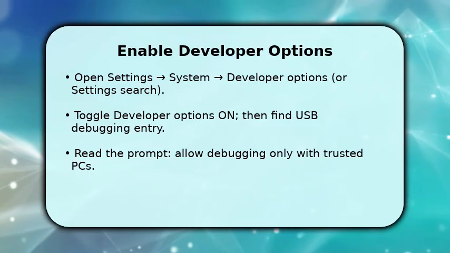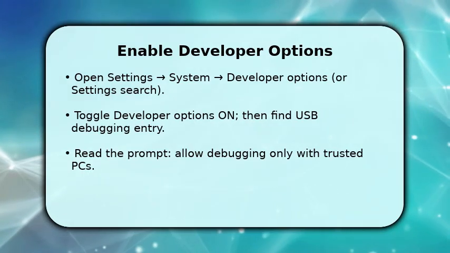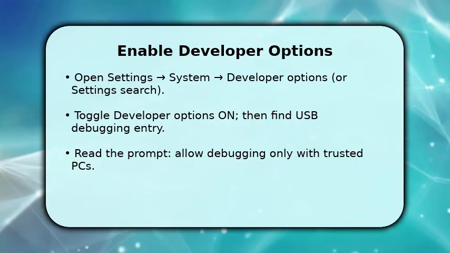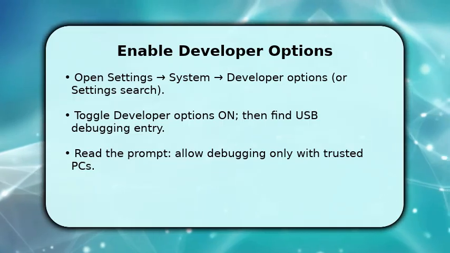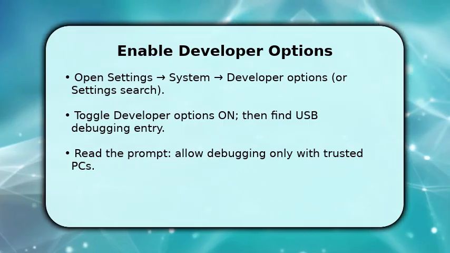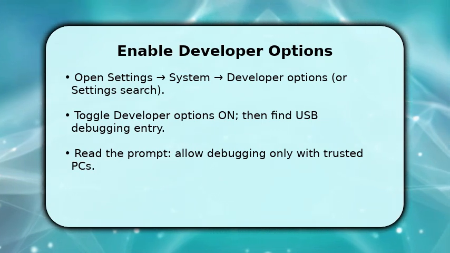A confirmation warning explains that USB debugging allows data and commands from a connected computer. That's why you should only trust known machines. Tap OK to enable it. Once enabled, you'll see a persistent option. Make sure to keep developer options visible while you connect the device by USB for the next step.